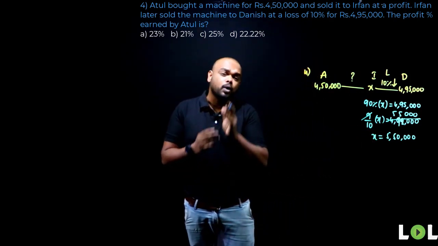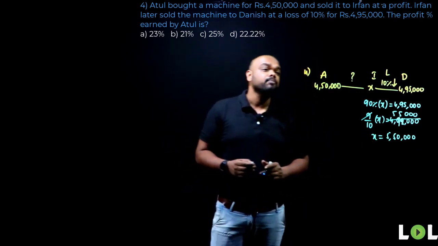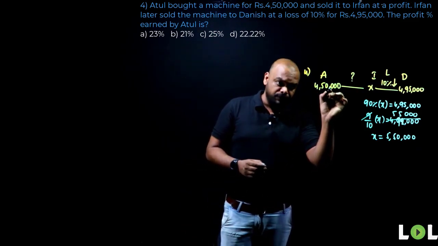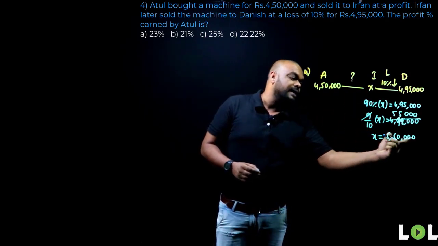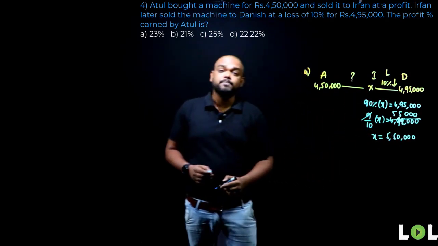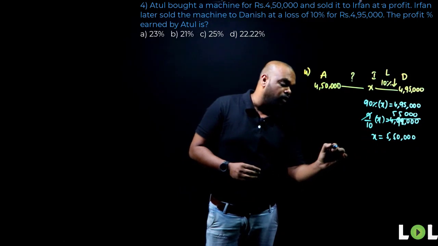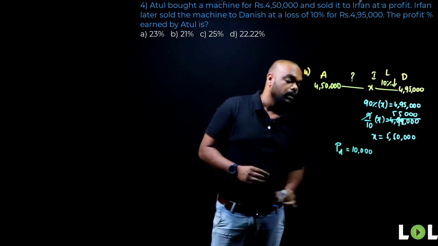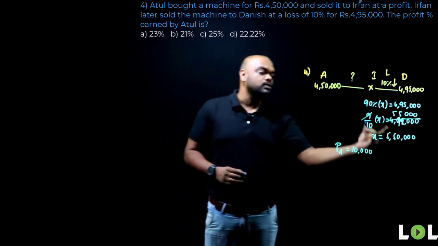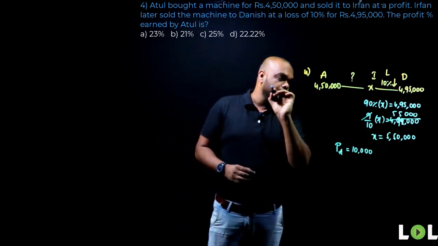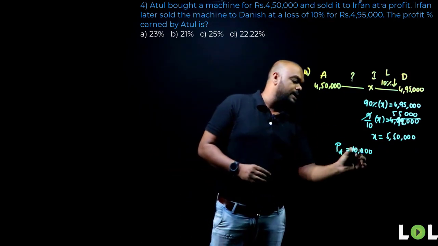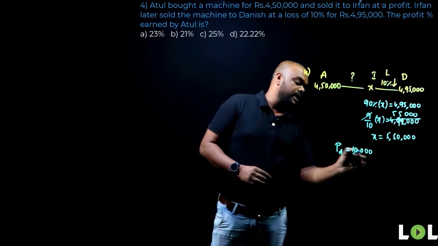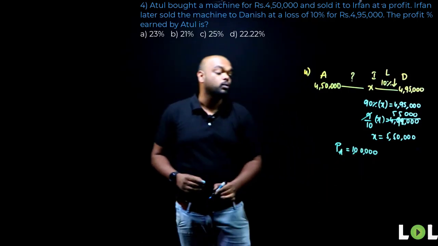Now the question is, what is the profit percent earned by Atul? Atul purchased at 4,50,000, sold at X rupees, that is 5,50,000. Now the profit made by Atul, right? He purchased at 4,50,000, sold at 5,50,000. 1 lakh rupees profit it is. Okay, he made a profit of 1 lakh.